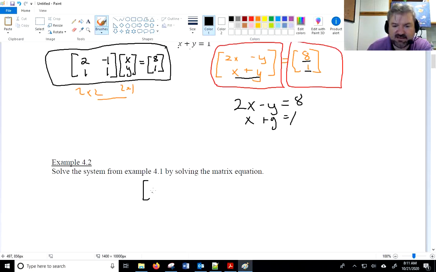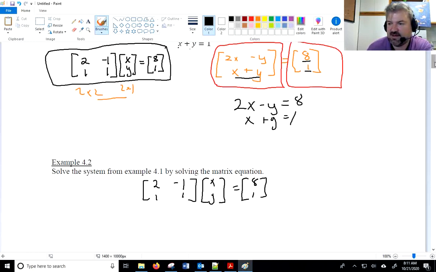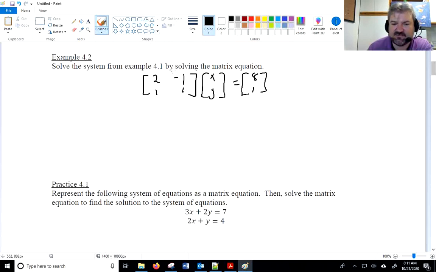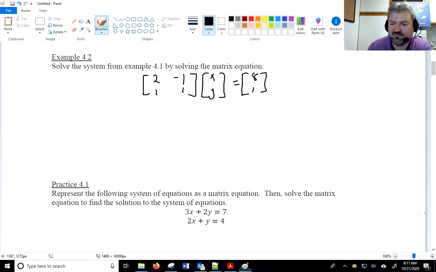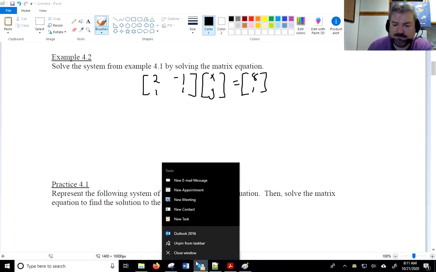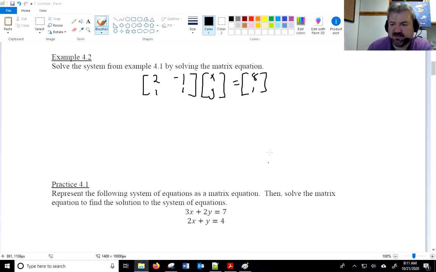All right, what we're going to do now is solve this equation that we created in the first example. And we learned in the last lesson how to do that. The way we do that is we first find the inverse of this matrix, and then since this matrix is on the left, we will multiply on the left with it.